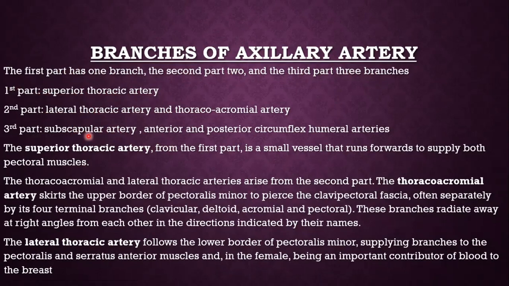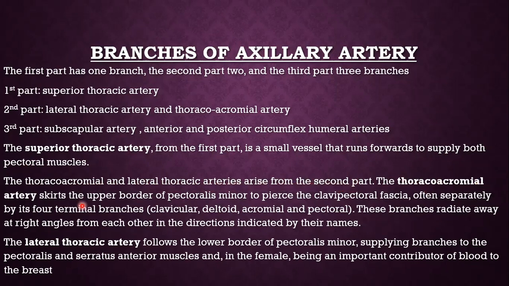Okay, so the superior thoracic artery from the first part is just a small vessel which runs forward to supply both pectoral muscles, usually pectoralis minor and major. Now, the thoracoacromial and the lateral thoracic arteries arise from the second part.